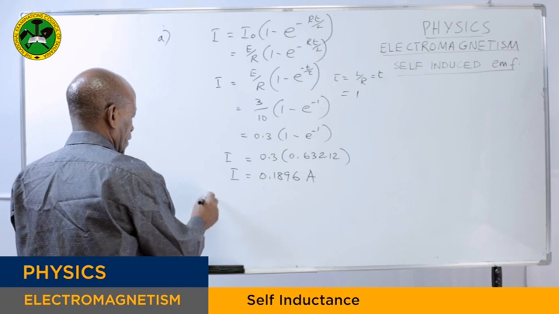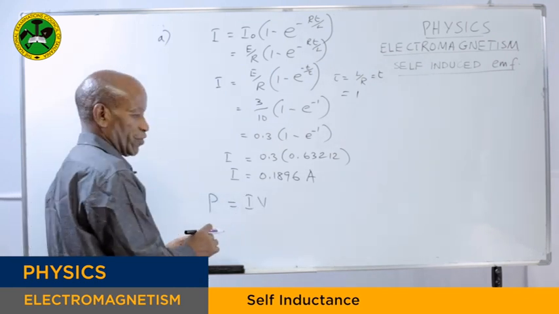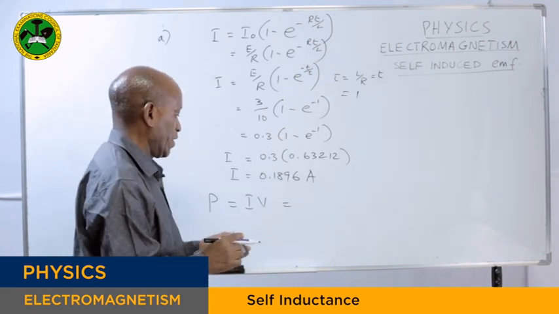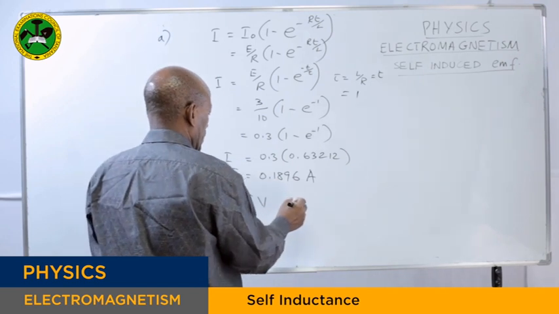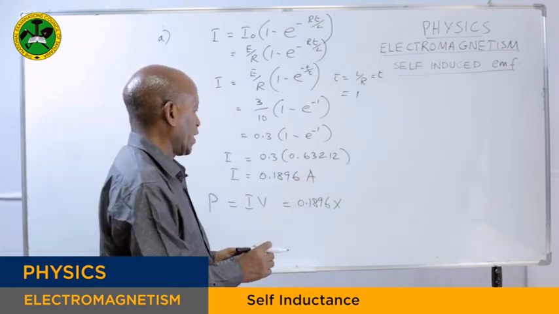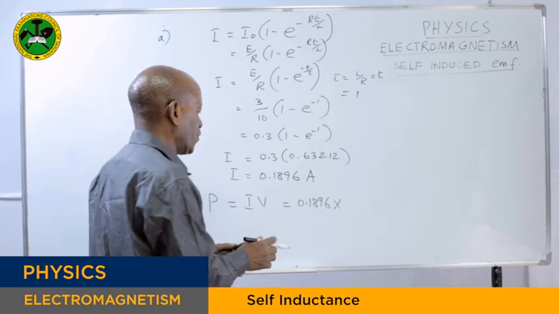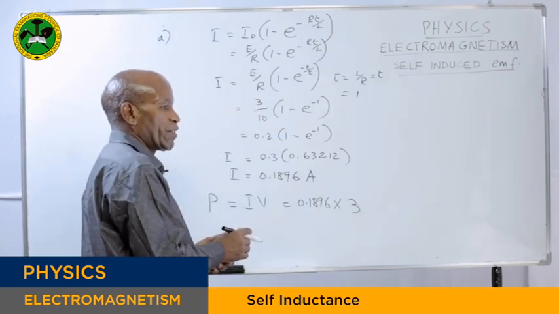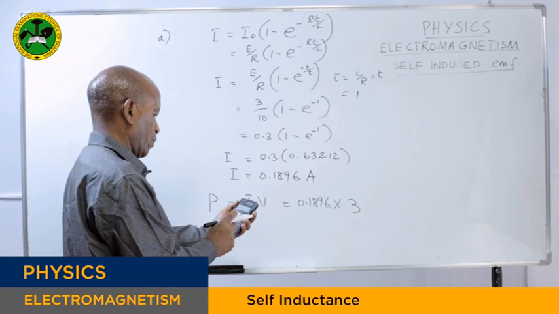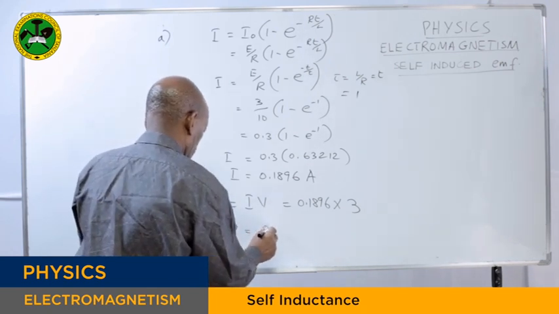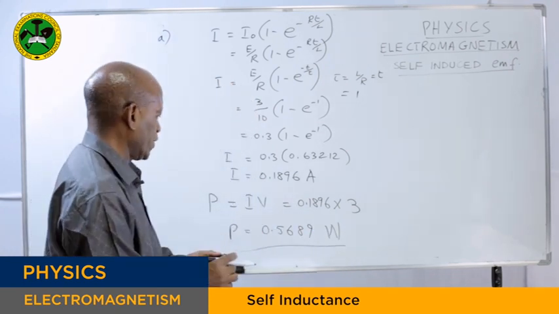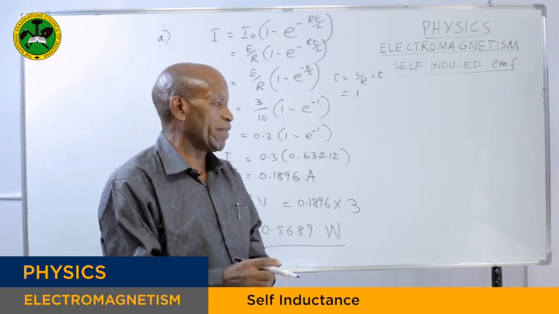Now to determine the power, you need to multiply the current I times the voltage. This is the rate at which the energy is being delivered by the battery, that is the power. The current is given there, which is 0.1896, times the voltage of the battery, which is 3 volts. If you multiply, you will be getting the power equal to 0.5689 watts, or rather take it to be 0.60 watts. So this is the rate at which the energy is being delivered by the battery.